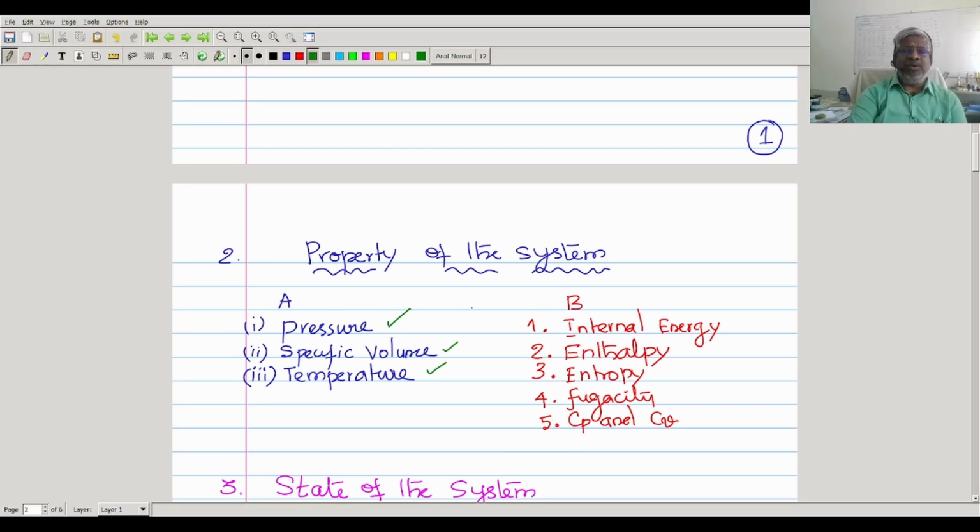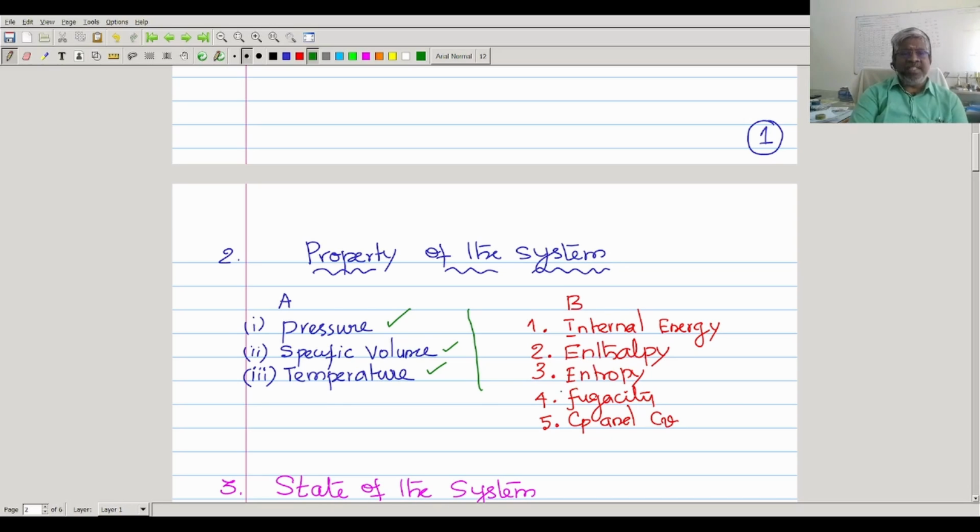This A group, we call basic properties. These are all very powerful properties because we can directly measure these things. We can directly measure the pressure, volume, and temperature quickly. And these B group properties are going to be calculated using the measured properties. Usually, some of the properties can be directly measured and some other properties can be calculated using the measured values.